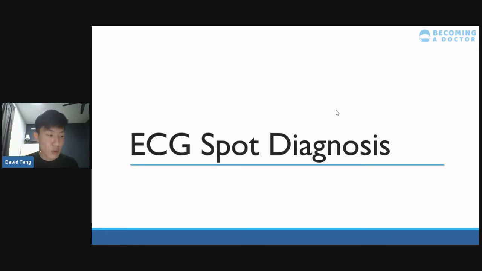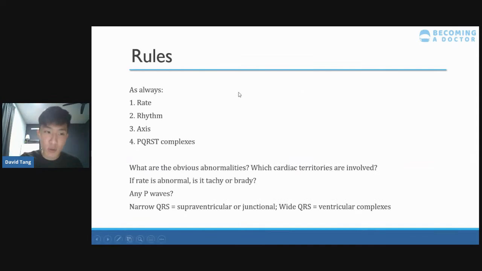Last but not least, since we have 10 minutes to spare, we're going to go through some ECG spot diagnosis. This is not meant to be a standalone ECG tutorial, but we'll go through some basic rules where you interpret the ECG based on the rate, rhythm, axis, PQRST complexes, the obvious abnormalities and the cardiac territories. The rate, whether it's tachy or brady, whether there's any P wave. If there's no P wave, most likely it's a flutter or atrial fibrillation, and looking at the QRS complexes, whether it's a supraventricular or a ventricular complex.